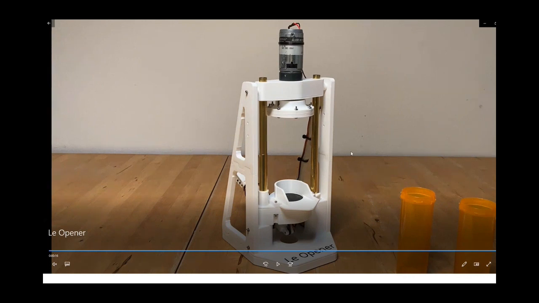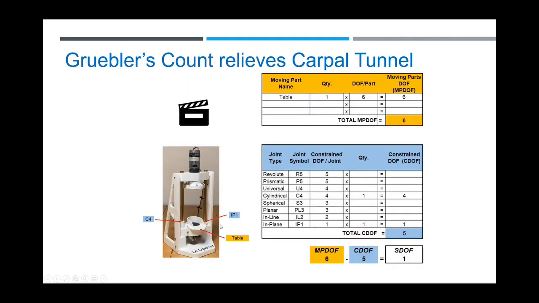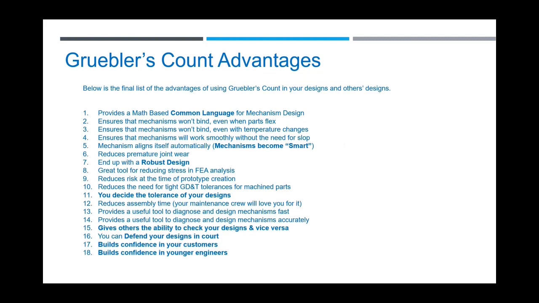And this slides up and down all day, 400 bottles a day. It's been running great, you know? And so that's because of Gruebler's count. So as you can see here, this is the math I used. I didn't include the lever arm, but she was really happy with it. So Gruebler's count relieves carpal tunnel. All right, so let's look at the finale here.